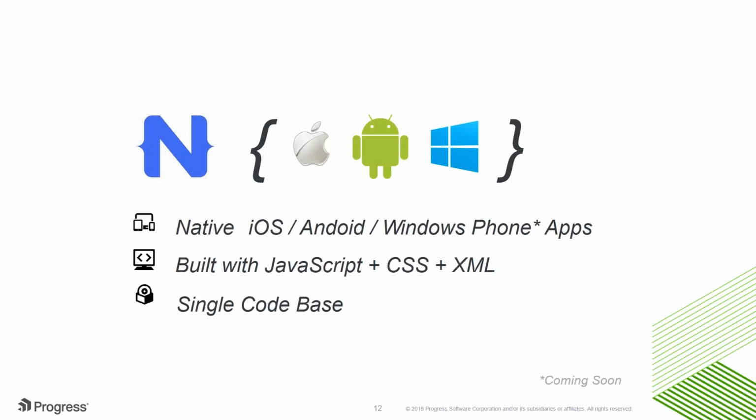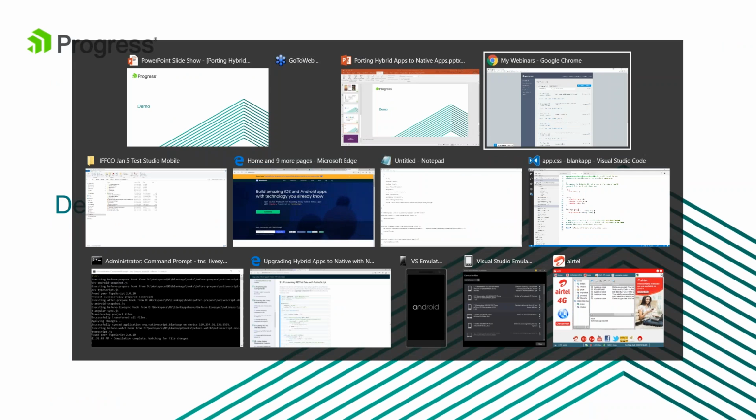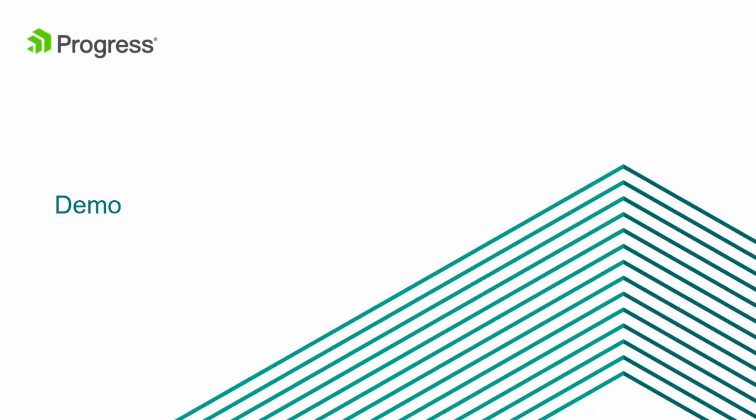And the best benefit is a single code base. You don't need a different code base for Android and iOS. It's only one single code base, and that's what you need. You need one team, one effort, and that's it, and you can go for Android and iOS. So that's in a nutshell what NativeScript is. Now we're going to start jumping into some of the demos.